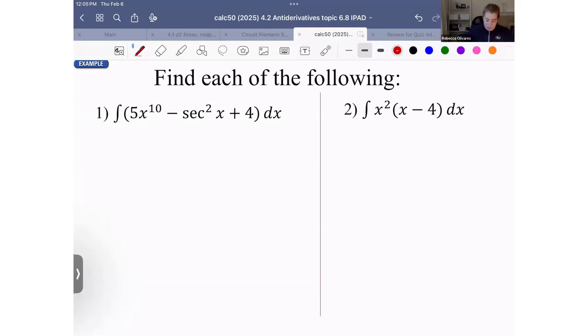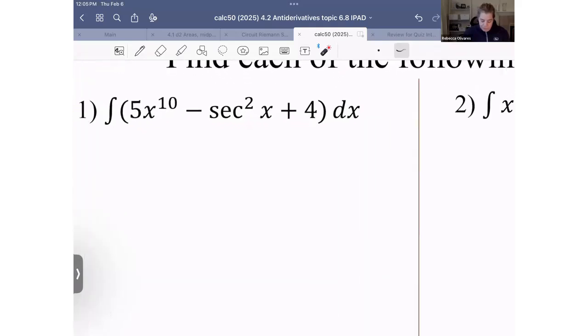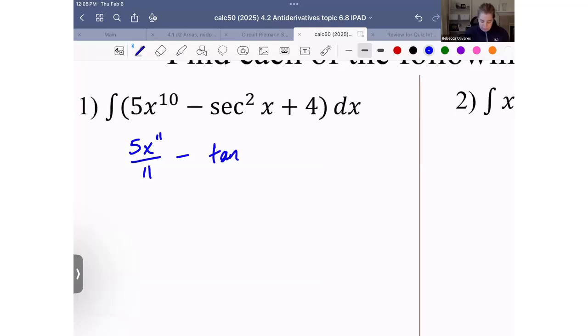Okay, so for number one, we're just going to go term by term. So the antiderivative of 5x to the 10th will be 5x to the 11th divided by 11. Then a minus sign. Antiderivative of secant squared is tangent of x. And the antiderivative of 4 is 4x plus c. And that's it. That's all you have to write.